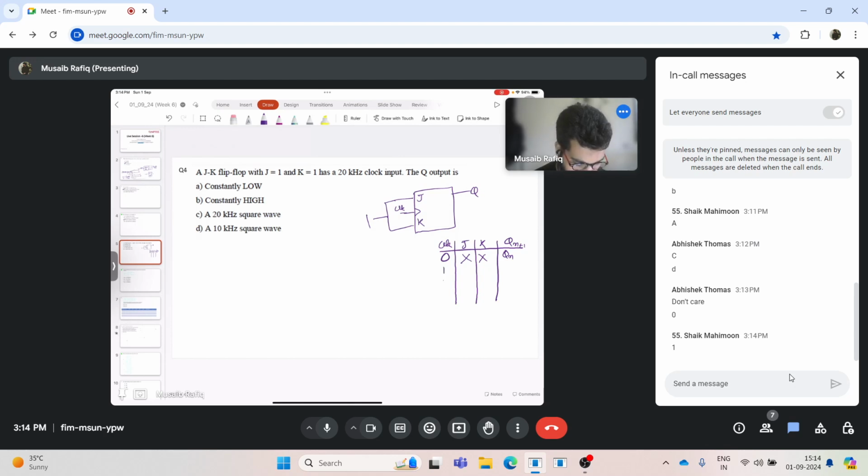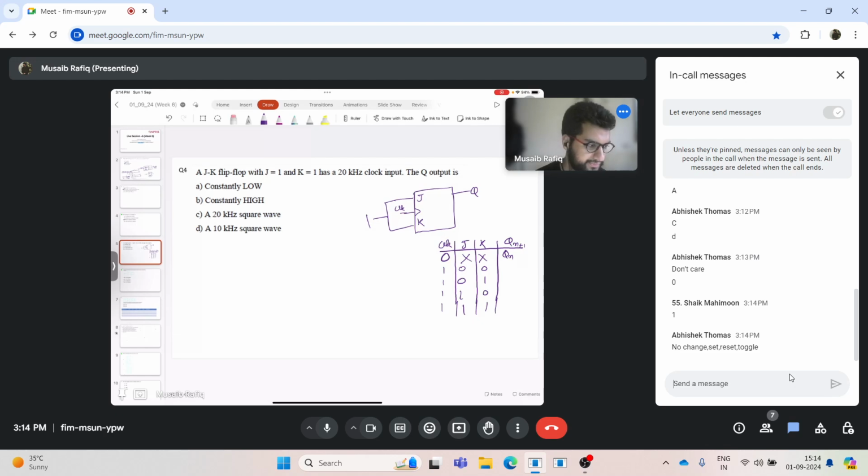Now I'm making my clock 1 for all other cases, and I have my cases like this: 0 0, 0 1, 1 0, 1 1. Now can you tell me, for the inputs J equal to 0 and K equal to 0, what will be my output Qn plus 1 equal to? No change, right? So this will be again no change, and we term this one as memory.